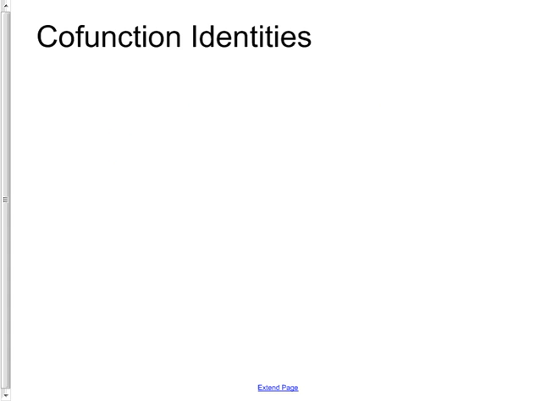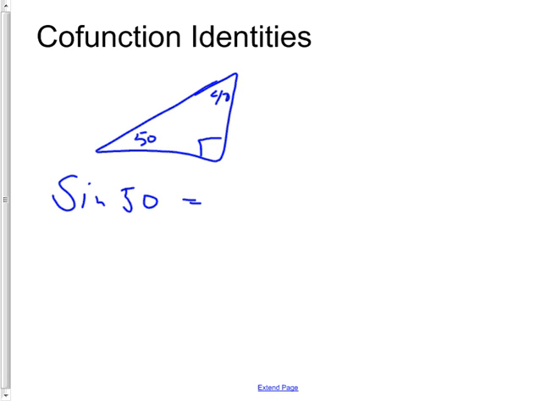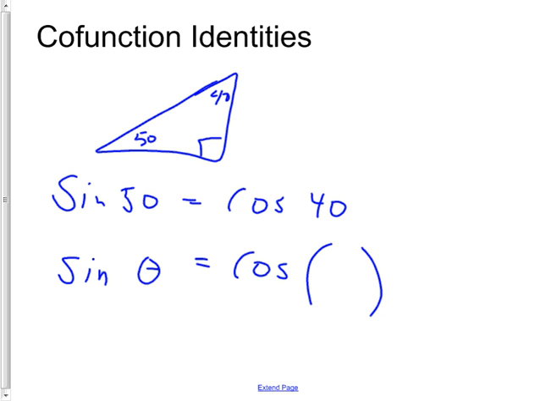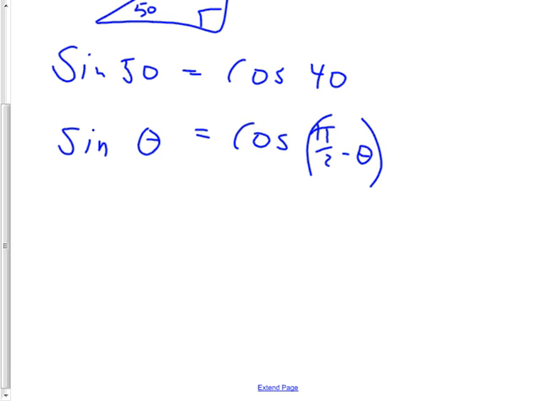All right. Next thing, cofunctions. If I have a little triangle and this one's 50 and this one's 40, sine of 50 could be replaced with cosine of 40. Here it is a little more complicated. Sine of theta could be replaced with cosine, but not of theta. 90 minus theta, except we wouldn't say 90. Pi over 2 minus theta. So here's the harder one.